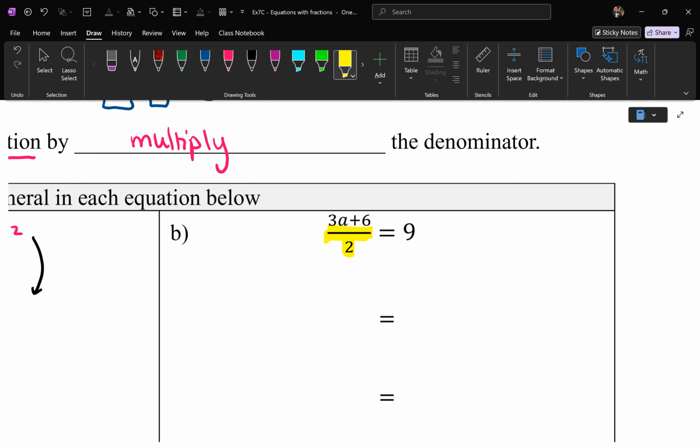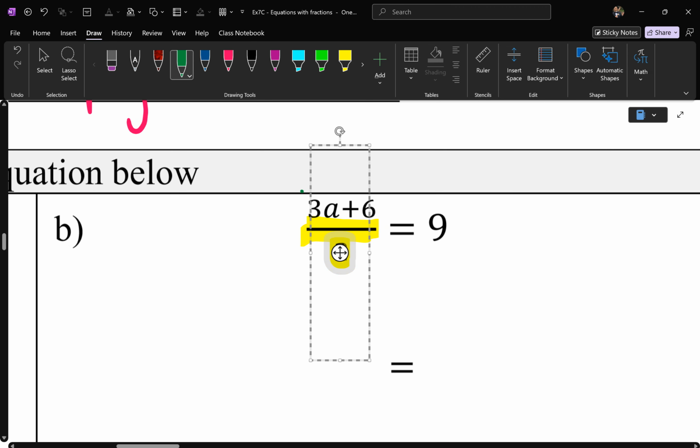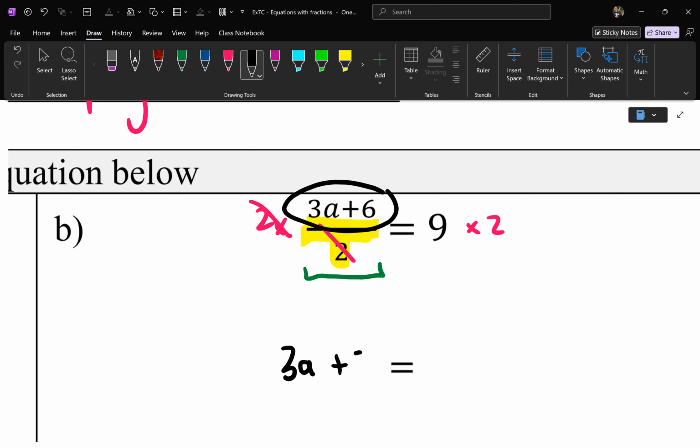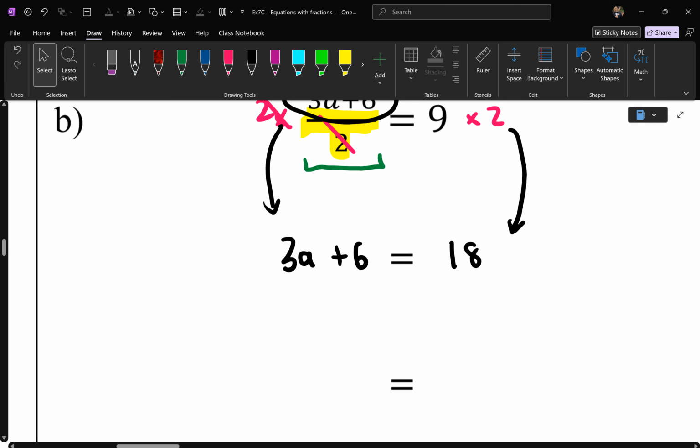Okay, here we go. 3a plus 6 over 2. So same thing, you got to count. How many terms are there? There's only one big fraction, only one term. So to get rid of that divide 2, you just told me, times by 2. But you only times once because there's only one term. Whatever you do to one side, you do to the other. So here we go. Times 2 divide 2 is going to cancel out. What's left over? 3a plus 6. Okay, so write it down. You got 3a plus 6 left over. 9 times 2 gives you? 18.